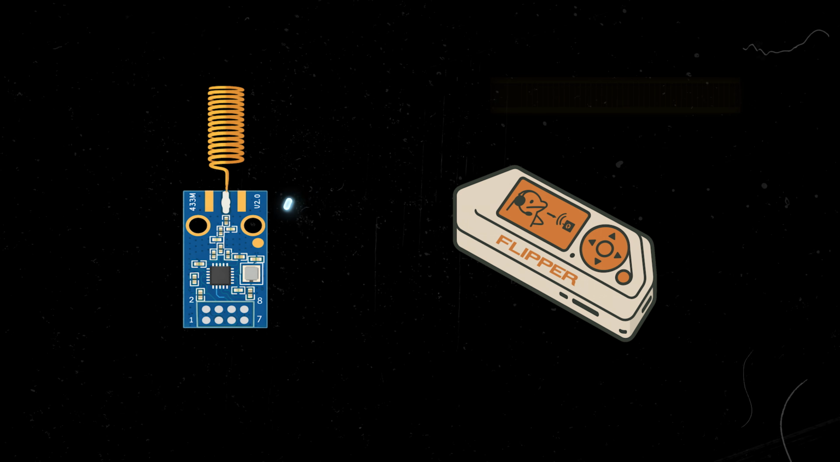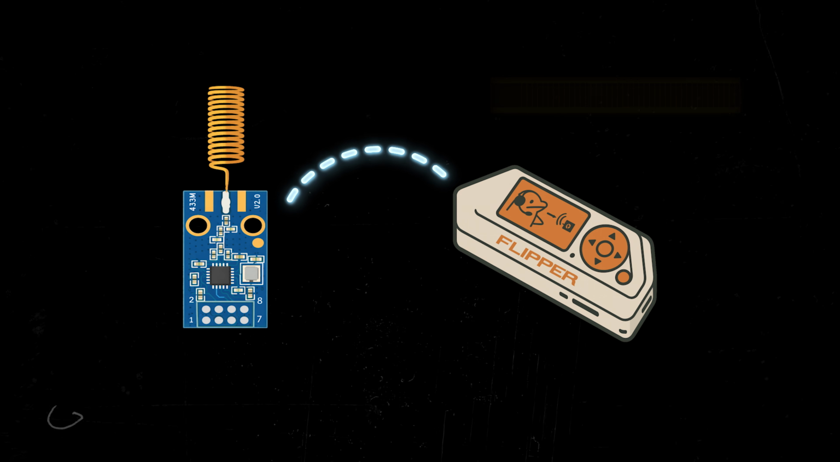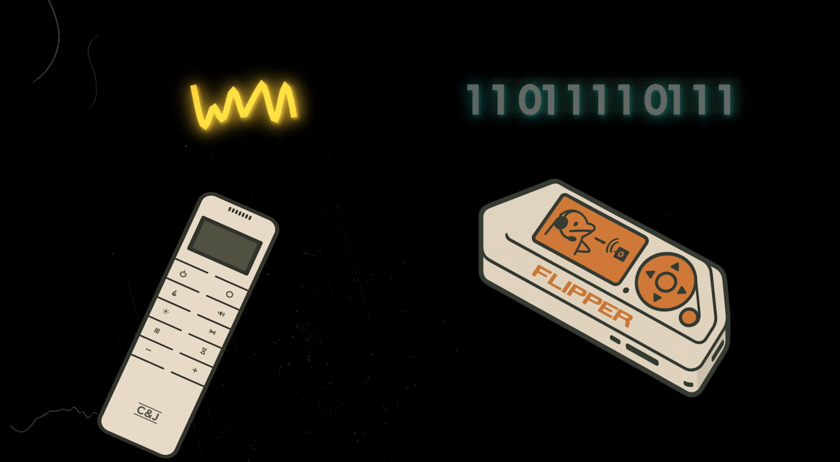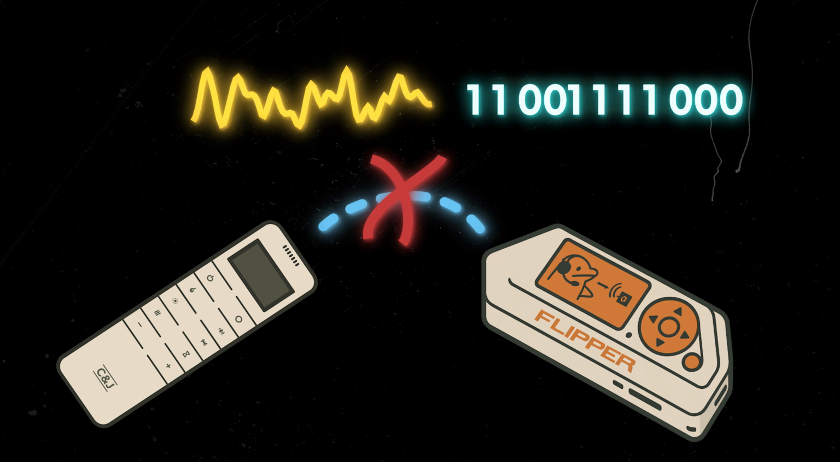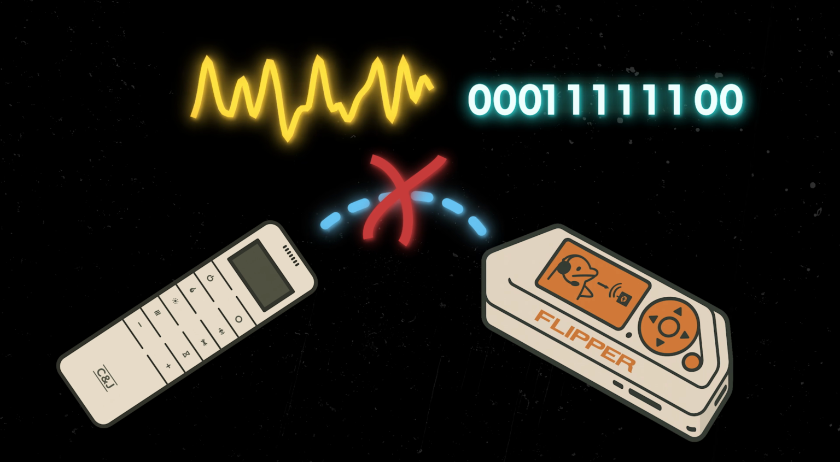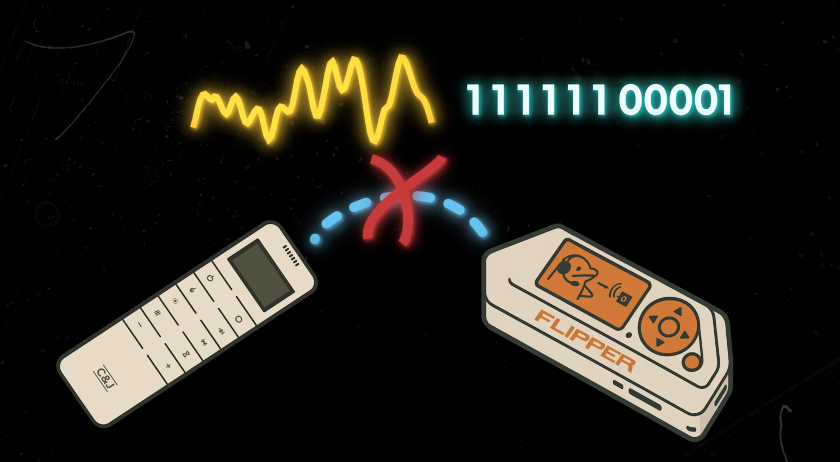Well, the Flipper itself also uses the CC1101 radio chip, and that chip is not a raw radio frequency recorder. Instead of capturing the actual radio waveform, it demodulates and filters the signal internally and only outputs what it thinks are digital ones and zeros.